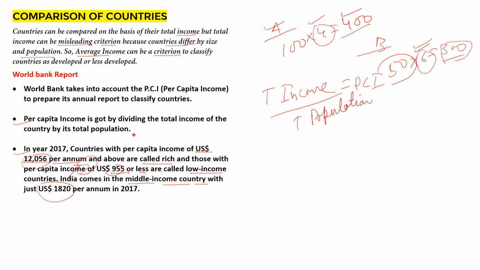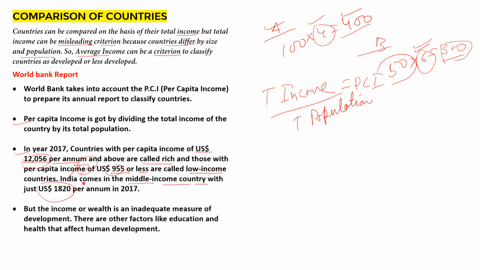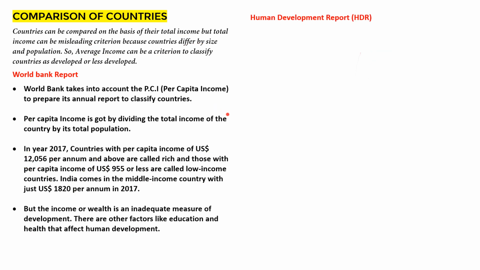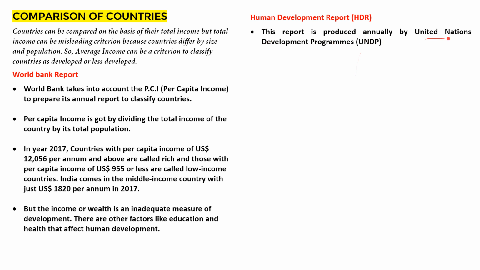But again the question arises in your mind, is average income a good measure of development? No, income or wealth is an inadequate measure of development, because there are other factors like education and health which affect human development. So the next topic is the Human Development Report, that is HDR. This report is produced annually by the United Nations Development Programme, that is UNDP. It is a UNO agency. UNO is an umbrella organization, and many of its agencies run different programs. So HDR is prepared by UNDP annually.